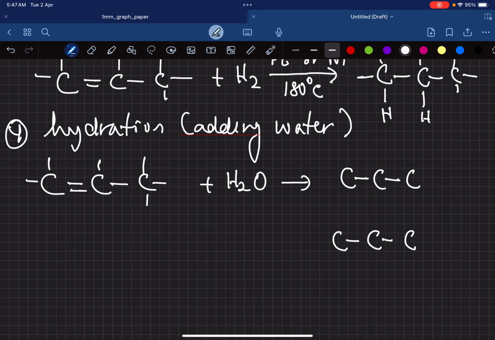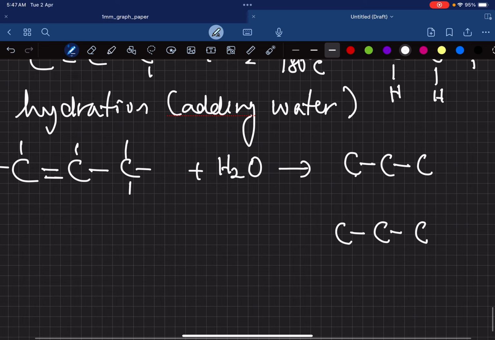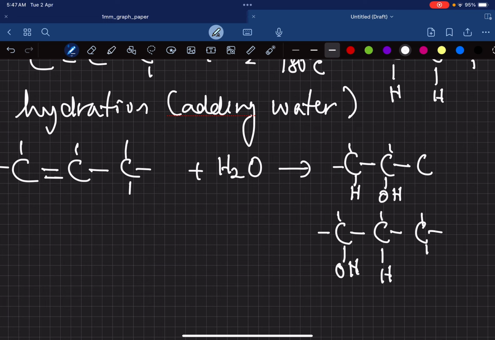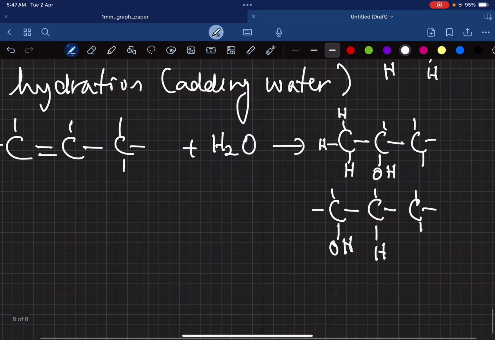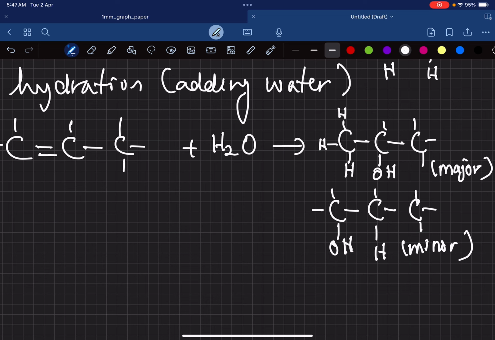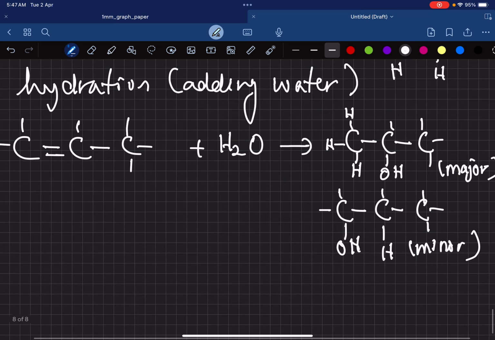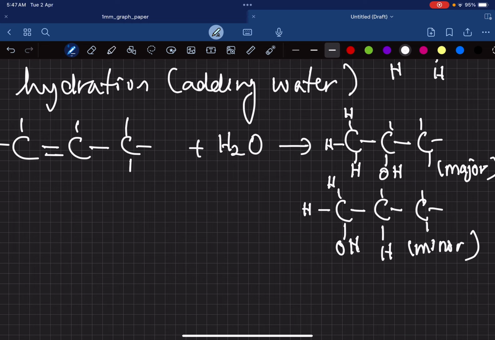First case is hydrogen adds over here and the OH adds over here. Second case is OH adds over here and the hydrogen adds over here. And if you remember what I told you just now, hydrogen will always add to the carbon that already has more hydrogens, right? So this will be the major product, and this will be the minor product. So hydrogen always adds to the carbon that already has more.